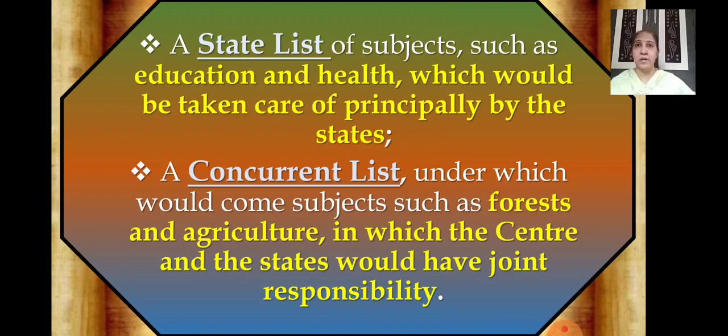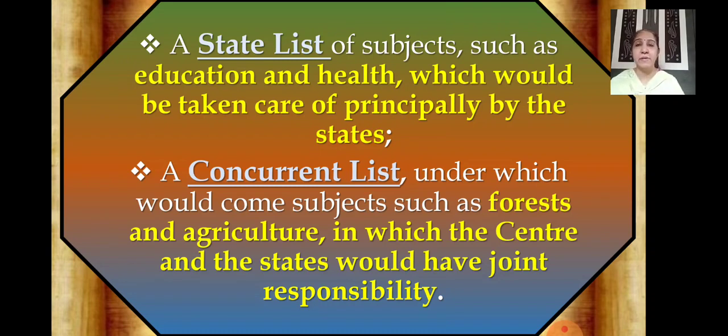Now the third one, a concurrent list. Now what was there in the concurrent list? Concurrent list, under which would come subjects such as forest and agriculture, in which the center and the states would have joint responsibility. See, now the constitution has sorted out this matter in such a way, like the three lists were made. One was the union list, second was the state list and the third was the concurrent list.